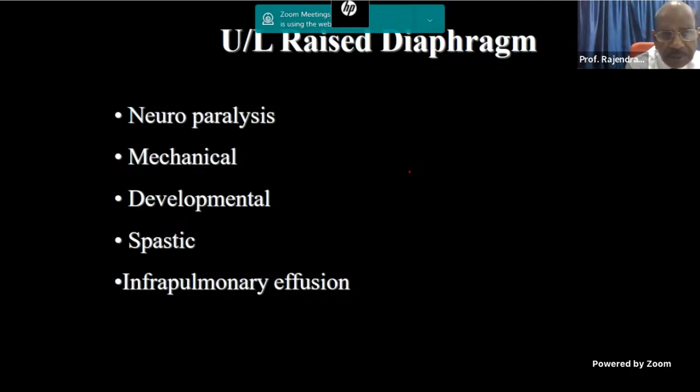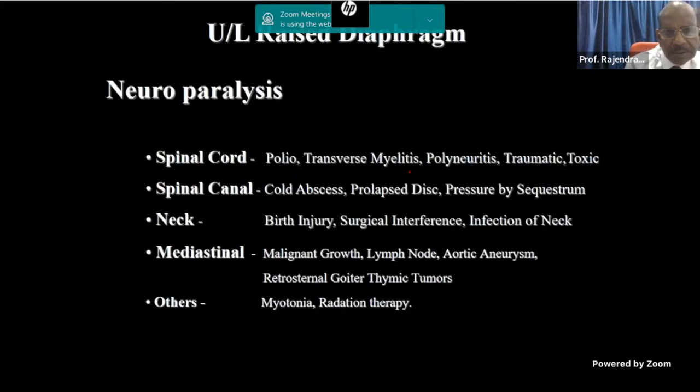Spastic means something below the diaphragm. Suppose somebody has a liver abscess or subphrenic abscess, the diaphragm will be raised. And one condition is infrapulmonary effusion. This is a type of pleural effusion which is usually not loculated. There it appears that the diaphragm is elevated. These are the causes.